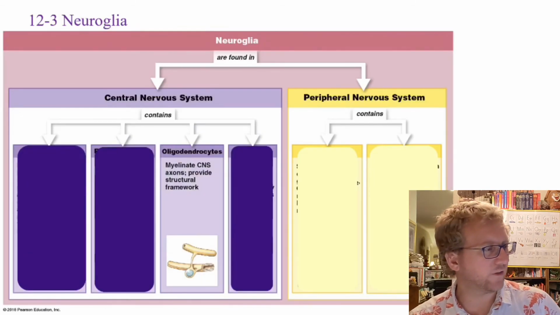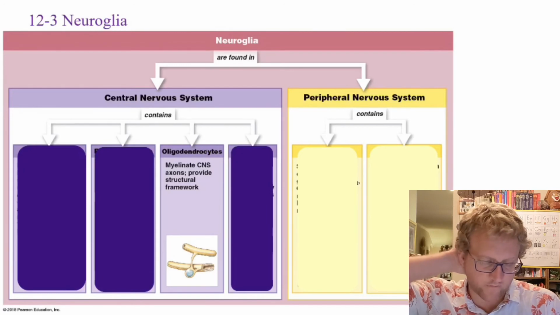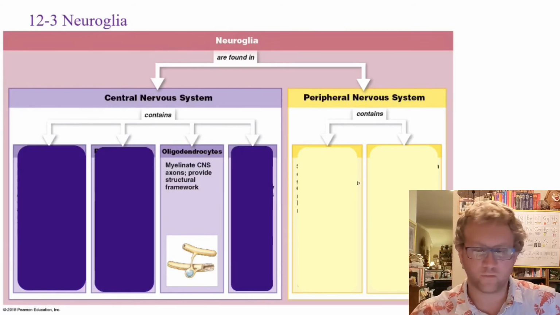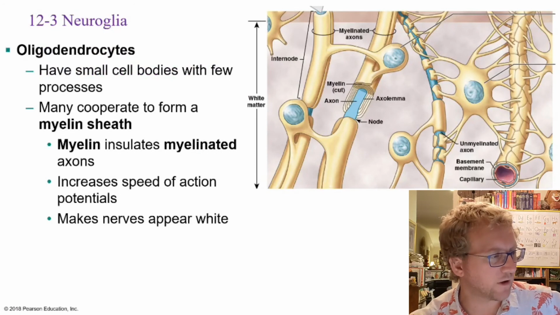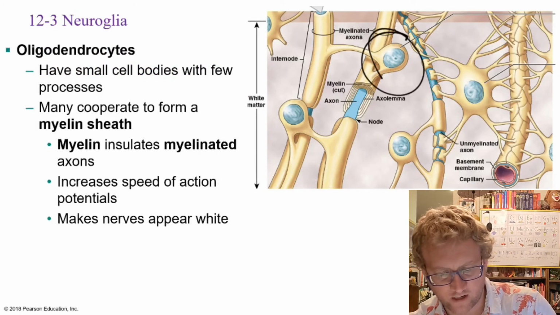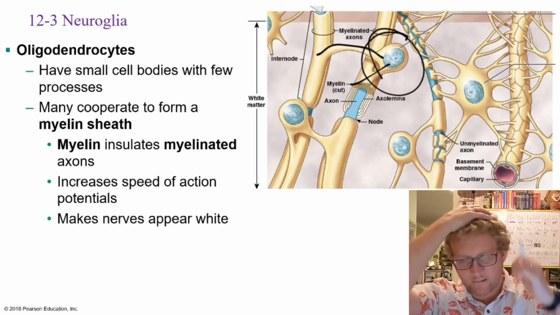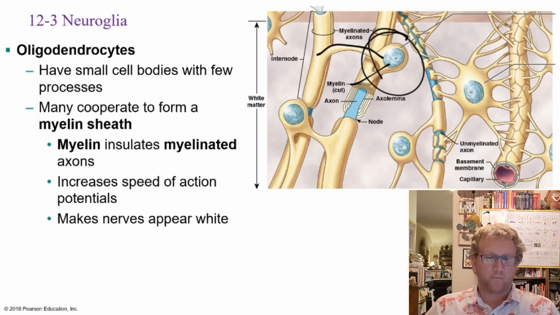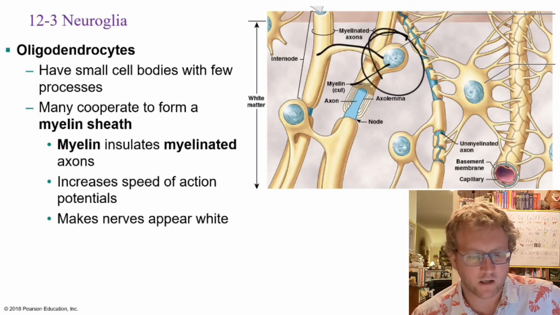Then we have the oligodendrocytes, and they're primarily providing structural framework. They have very small cell bodies with very few processes. This is an oligodendrocyte right here, and then it's got a couple of processes that are sort of holding these different sheaths together. They may cooperate to help create these sheaths with some other cells that we're going to talk about here in just a second.